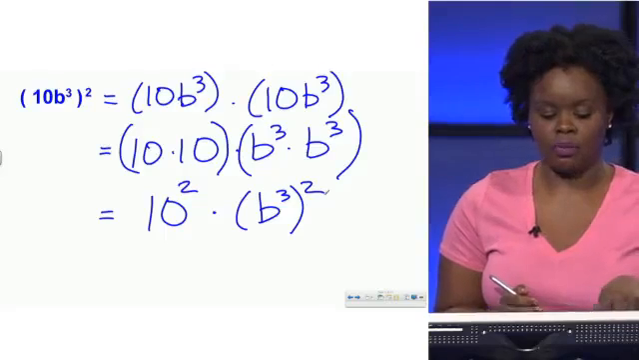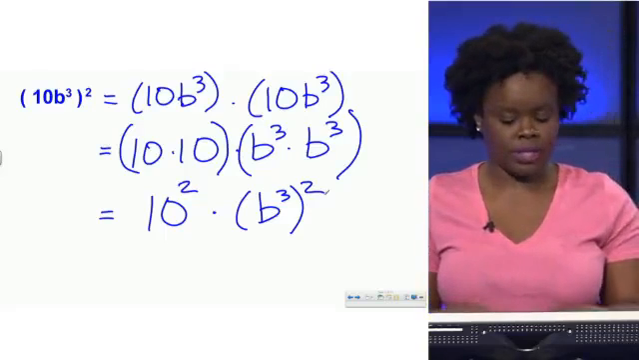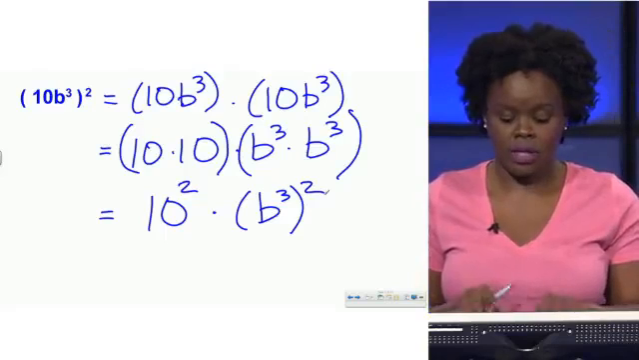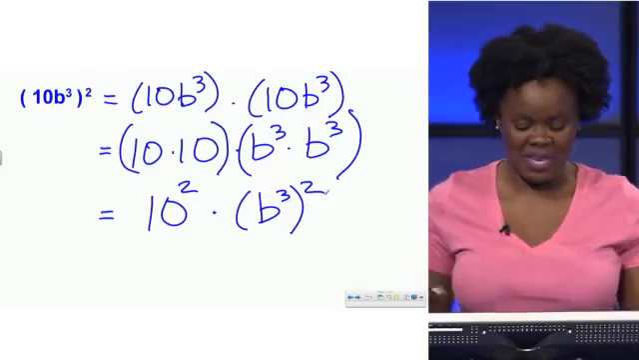So what that means is that 10b to the third raised to the second power, that problem we started with, could be written just as this: 10 squared times b cubed to the second. Okay, stay with me, keep going.